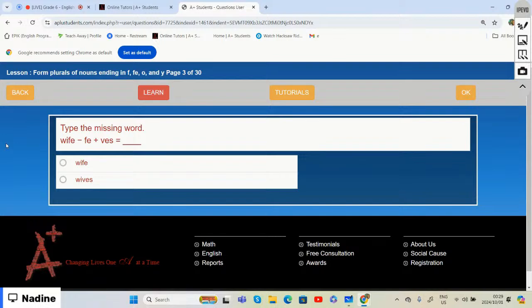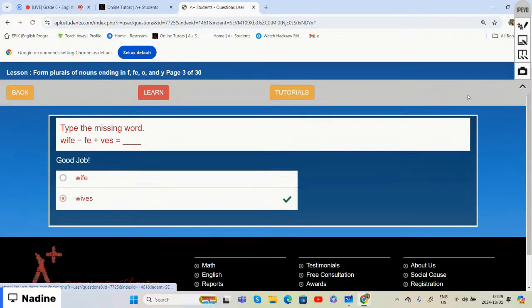If we were to choose the correct option, then we will say our correct option is wives, because we have one wife, but more than one wives. And remember, we said that if the pronunciation of the word sounds as if it's got the V sound, then it means that we drop the FE and we add VES. Wives. Well done. Option two is correct.